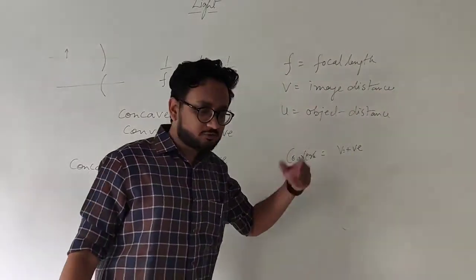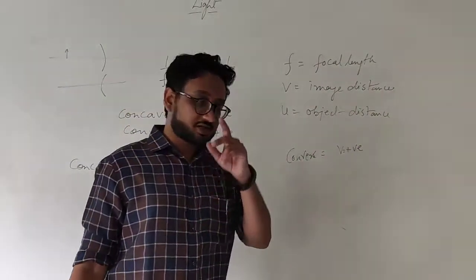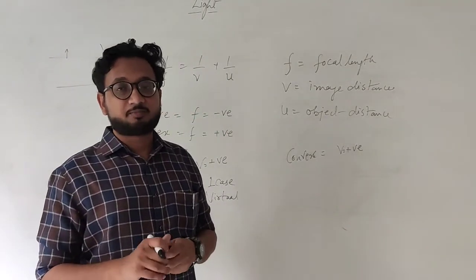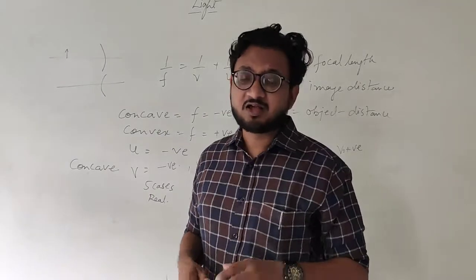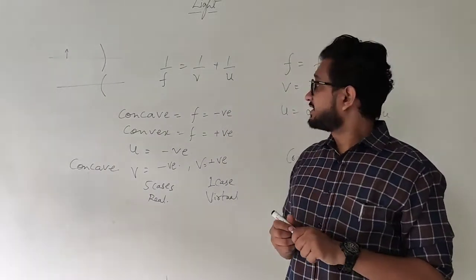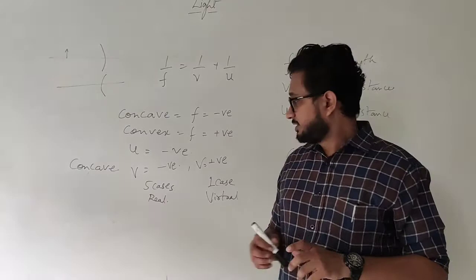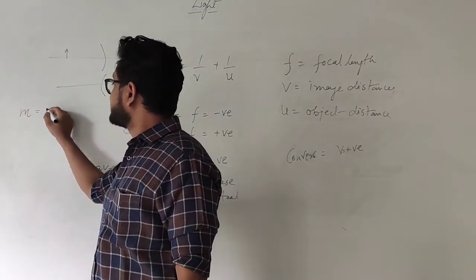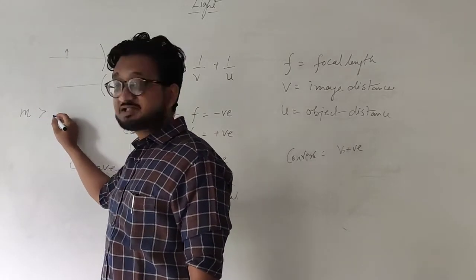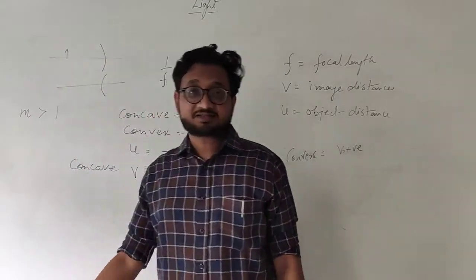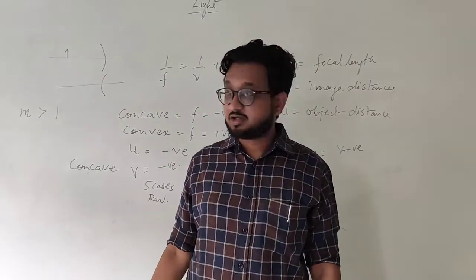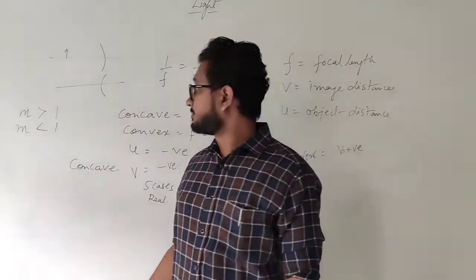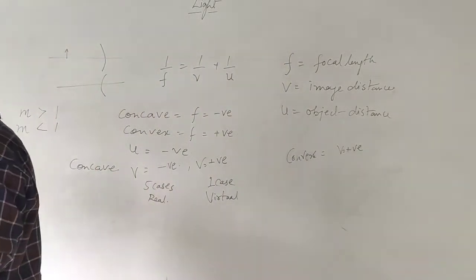The image is always behind the mirror. Only 2 cases are there, and the image is always behind the mirror, and hence it will be positive image distance. So I hope you understood this, students. The next one is magnification. So in magnification, whenever the value of magnification is more than 1, at that time enlarged image is formed. If the value of magnification is less than 1, then diminished image is formed. So I will write over here enlarged image.